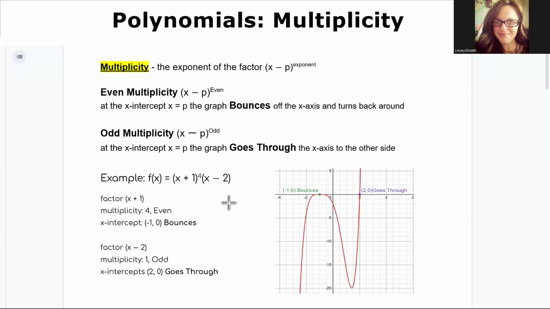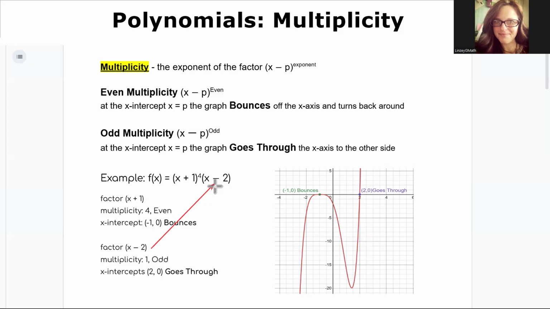For example, in the graph shown here, the factor x plus 1 has a multiplicity, an exponent, of 4, an even number. So at the x-intercepts, x equals -4 and x equals -1, the graph bounces off the x-axis, touches and turns back around.